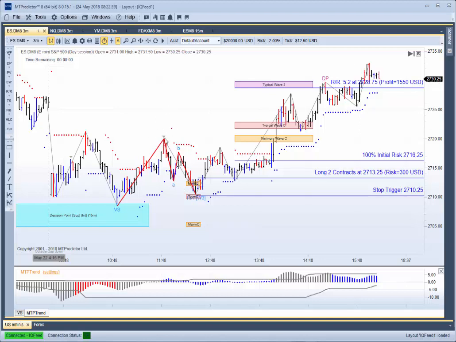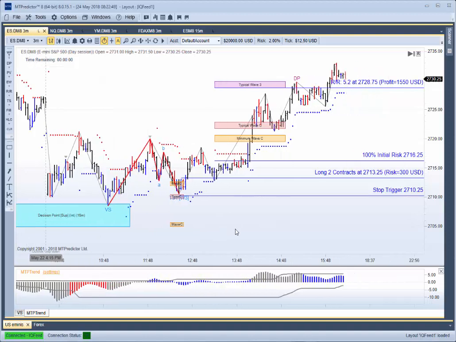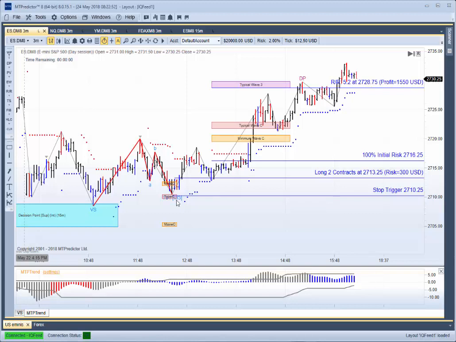There was a history triangle here, but you wouldn't have considered this because it was against a blue MTP trend and against an otherwise uptrend off our 15-minute DP support zone. So a good example of the VS and the W3 or wave 3 trade setup.